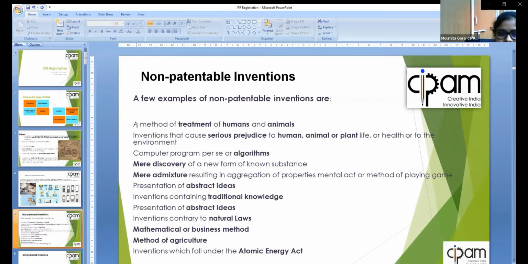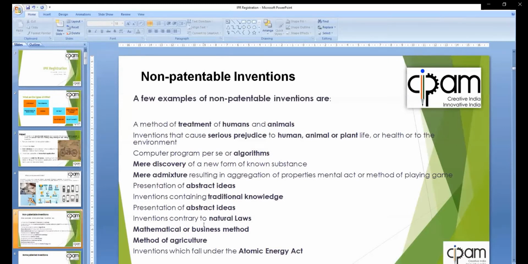Mere discovery of a new form of a known substance. For example, the substance is already present as a salt or a compound. Some new form of that existing substance is found. So it is not patentable. Mere mixtures, as aggregation of the properties. For example, you connect a fan and umbrella together.